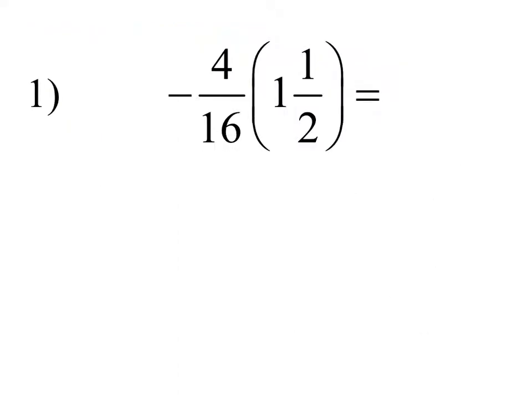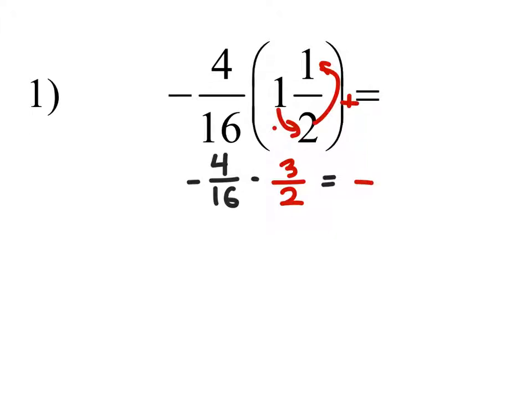So right here we need to change this 1 and 1/2 into an improper fraction. So 1 times 2 plus the 1 would give us 3/2 right there. Now when multiplying these, we know that the answer is going to be negative because of the negative out here in the front. And from here we're just going to multiply the numerators and denominators separately. Some of you would do simplification at this point. Either way will work, whether we simplify now or later.